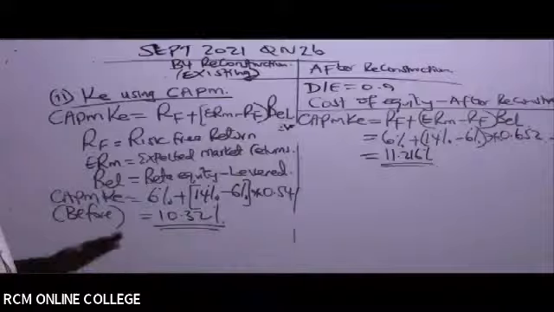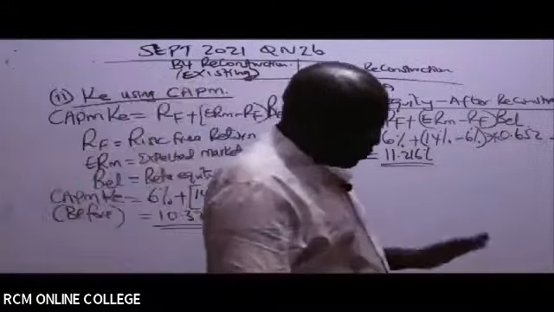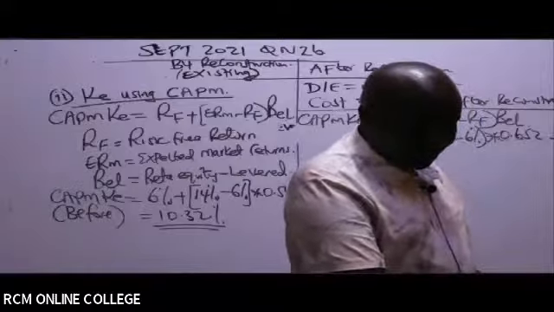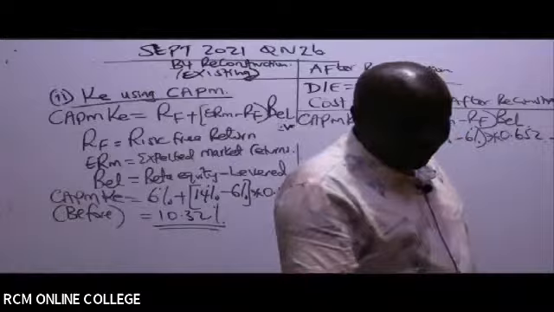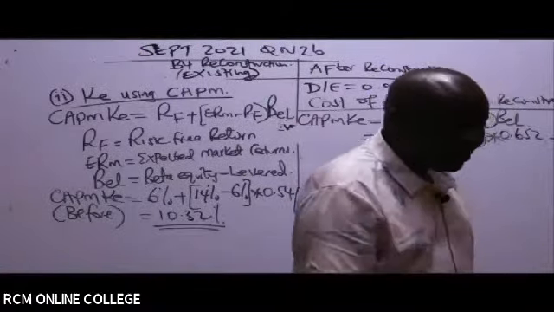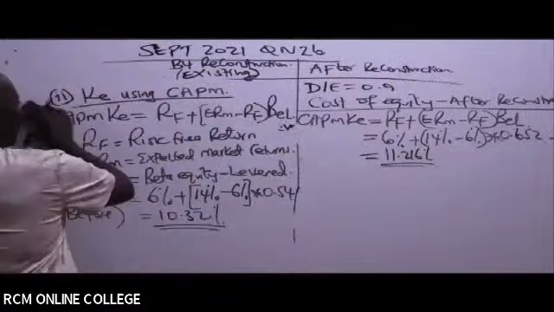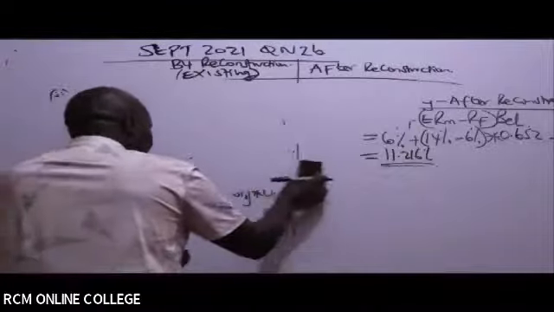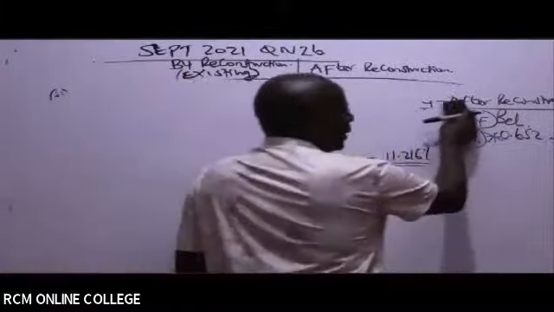So now we are through with Roman 2. Roman 2 is the one that wanted me to give them the CAPM cost of equity. Now look at Roman 3. They want me to analyze the impact of financial reconstruction on the farm's share price. No problem, I will get that, because I know this entails share price valuation. They want me to value shares.